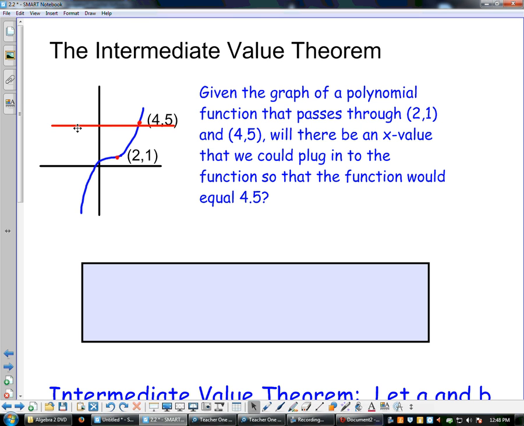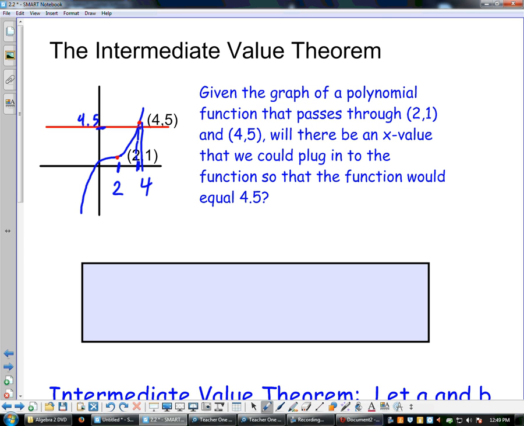How about this? There we go. Okay, so I'm asking you, if the height of this horizontal line is at a height of 4.5, are you with me? Is there going to be an x value that can give me that height? Is there going to be something here in between? This is 2, right? And this over here is 4. Is there going to be some x value that I could plug into the function so that my output would be 4.5?